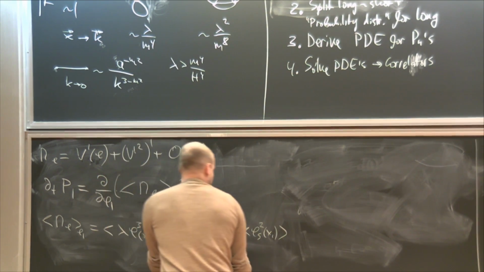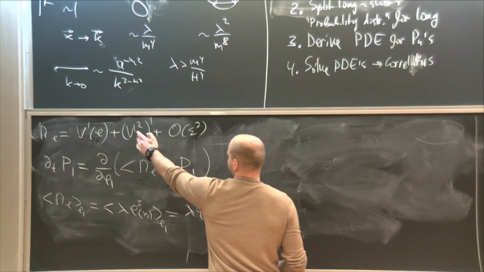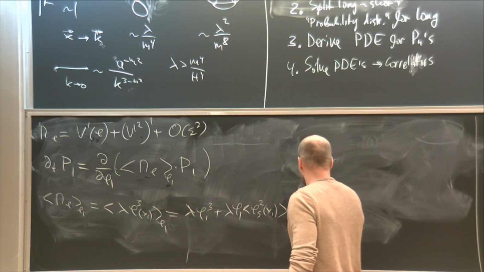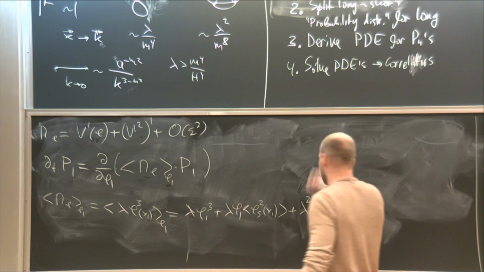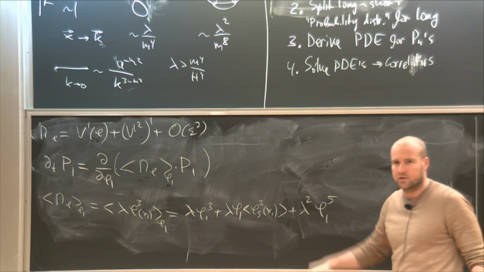Then there are other pieces. There's a piece that, say, comes from here, which is lambda squared phi 1 to the fifth. Well, with some order, I'm dropping, of course, order 1 coefficients.